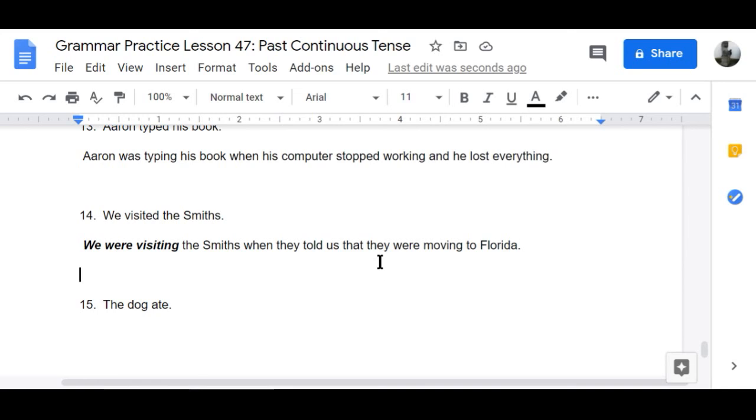Yay! The dog ate. The dog was eating. The dog was eating my shoe when I arrived home. Because my dog is so cute, I gave her the other shoe. Cool, that's it. The dog was eating what? My shoe when I arrived home.